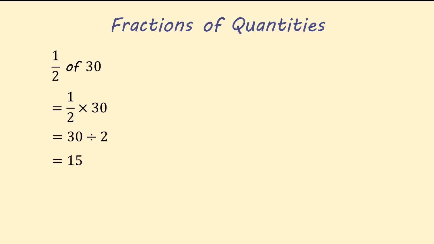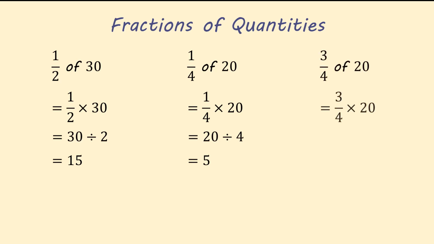In a similar way, we can find a quarter of 20. Remember, we can write this as a quarter times 20. We can calculate a quarter of something by dividing by 4. 20 divided by 4 is 5. Let's extend this idea to working out 3/4 of 20, or 3/4 times 20. Since we know that 1/4 is 5, we can find 3/4 by multiplying by 3. So 20 divided by 4 to find 1/4, and then multiplying by 3 to give 3/4, is 15.